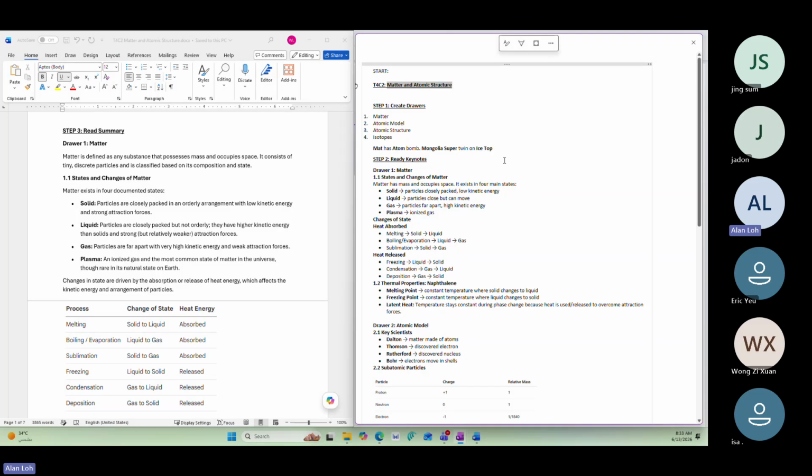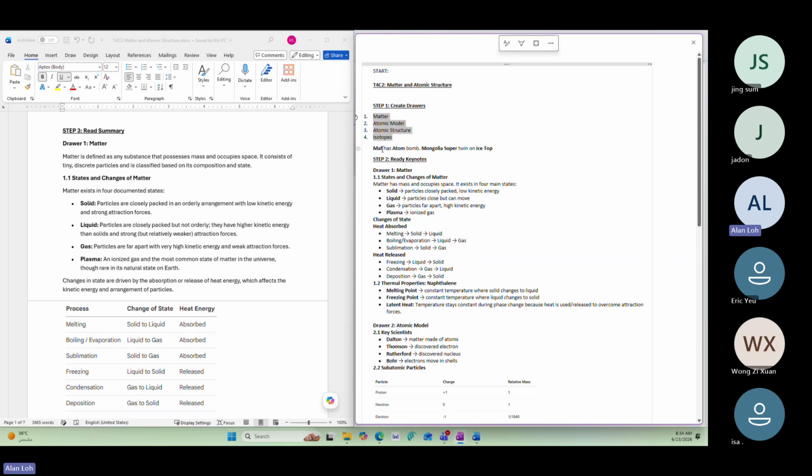Right, so same method. We are going to have about 2 hours, following step 1 until step 10. So let's start with step 1. We have 4 drawers, and they are matter, atomic model, atomic structure, and isotope. So how do we remember this drawer in sequence? As usual, we are going to have the main story, right? So Matt, atom bomb. Mongolia super twin on iStop.